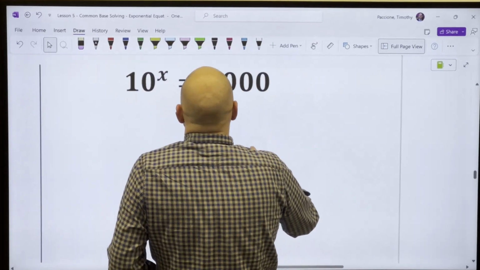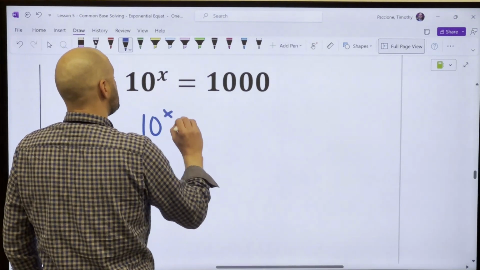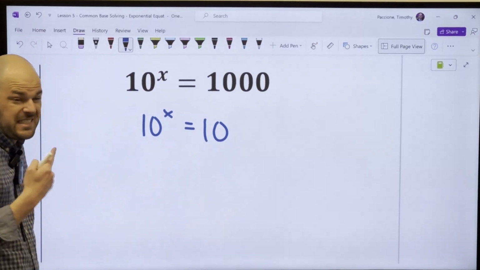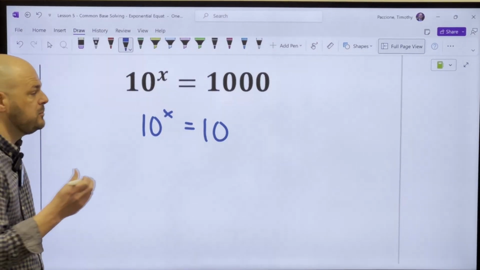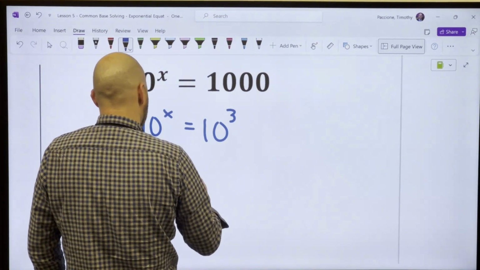Okay. 10 to the x equals 1,000. So 10 to the x, and then let's go to our brains and ask, can I rewrite 1,000 as 10 to the something? 3. So therefore, x equals 3.